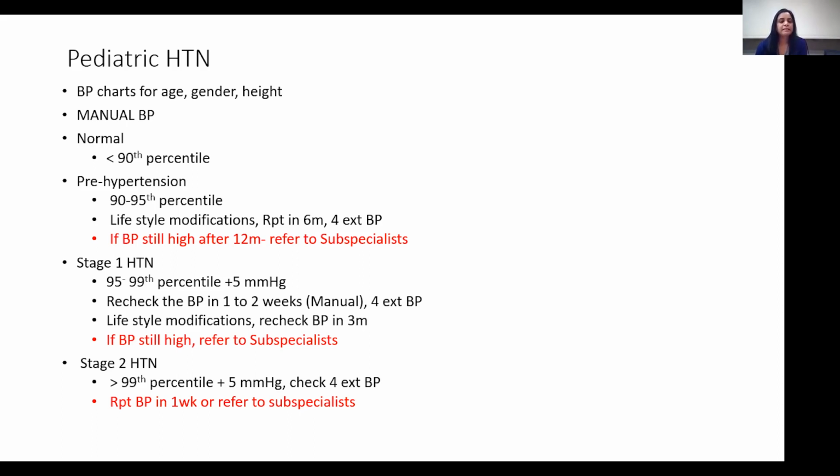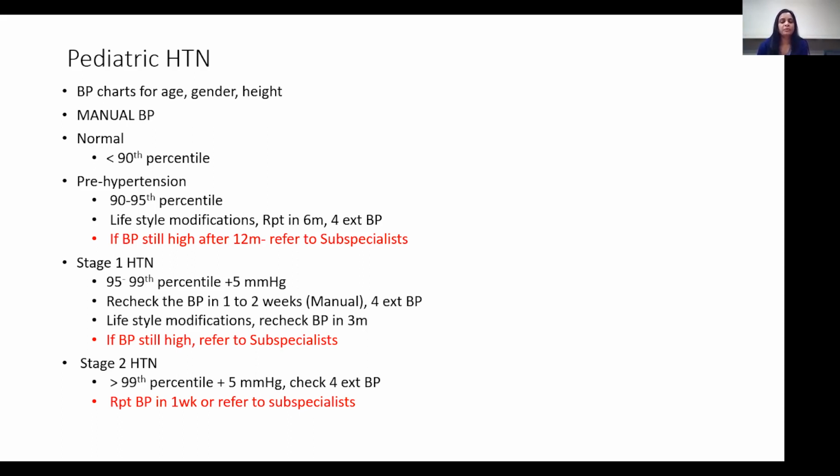Stage 1 is the 95th to 99th percentile plus 5 mmHg. I mean, all these numbers are a little bit iffy, meaning that they change. Like 5 to 8 mmHg plus or minus, it always happens. But these are the ones from the studies and recommendations. Recheck the blood pressure in 1 to 2 weeks manually, and again get extremity blood pressures. Lifestyle modifications, recheck blood pressure in 3 months, and if blood pressure is still high, refer to subspecialists.